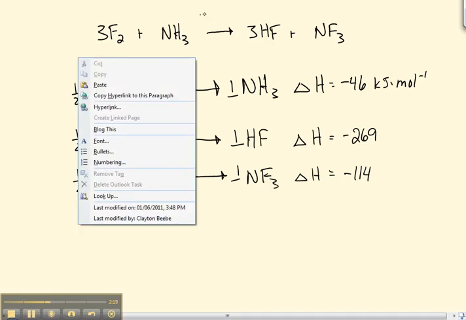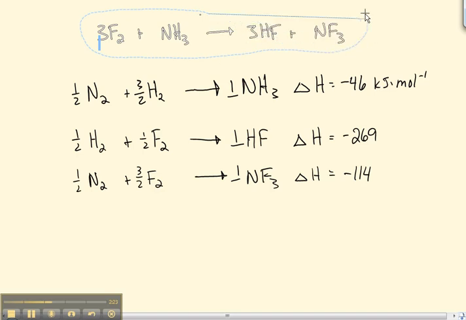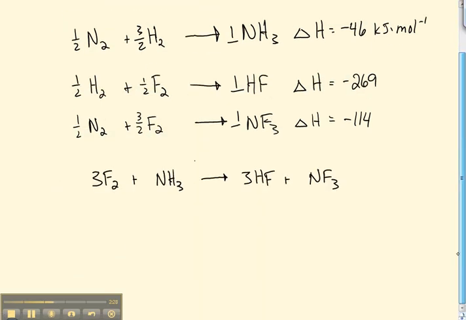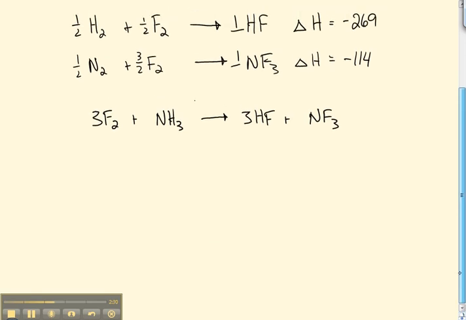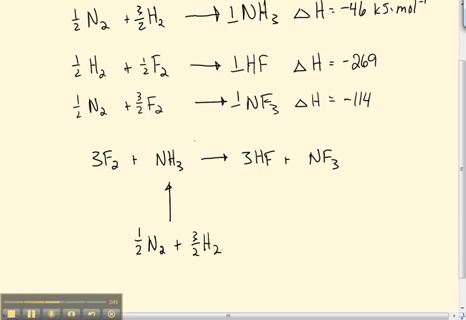Okay, so we're going to take this guy here. That didn't work. Try it again. There we go. And move this towards the bottom here. This will be my starting point. Okay, and using that first reaction, I can see that I can create NH3 from half mole of N2 and 3/2 moles, or 1.5 moles, of H2, and that has a change of negative 46.